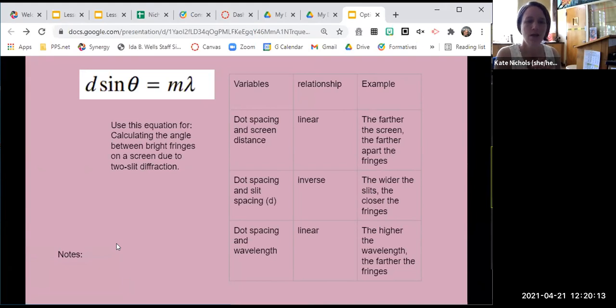So this is an equation that lets you calculate the angle between bright fringes on a screen due to 2-slit diffraction. If you haven't watched the duality unit, that means nothing to you, so I'm not going to spend any time going through it. I'll go through it again next week when we talk about duality. So hopefully, if you haven't watched the duality videos, this would be a good weekend to do it, because I'm going to be reviewing those concepts next week.